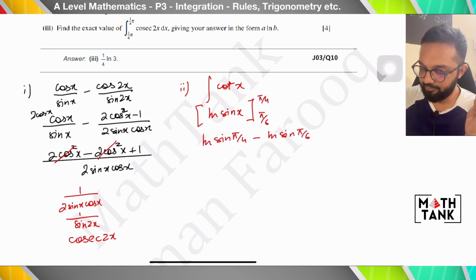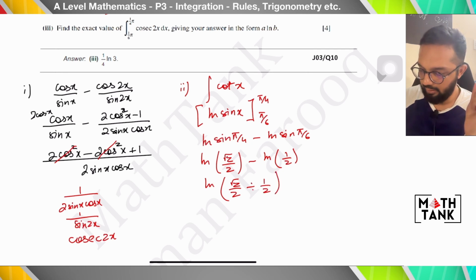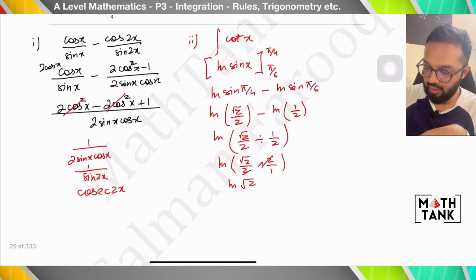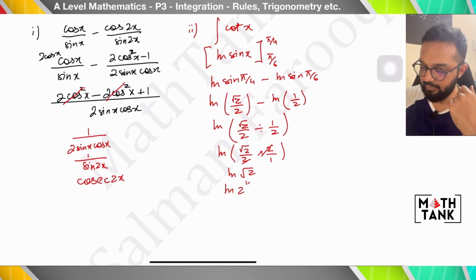So ln sine pi over 4 is root 2 over 2, and ln sine pi over 6 is half. So ln root 2 over 2 divided by half is simply ln root 2 over 2 multiplied by 2 over 1, which is ln root 2. And this is just asking you to pull the power half out common. So half ln 2.